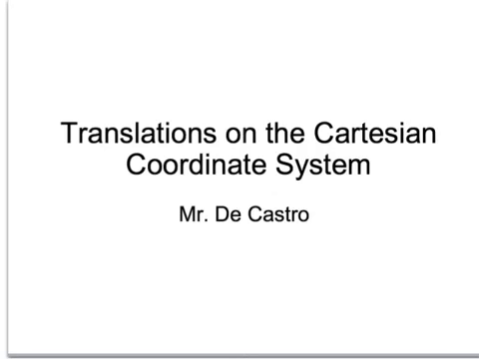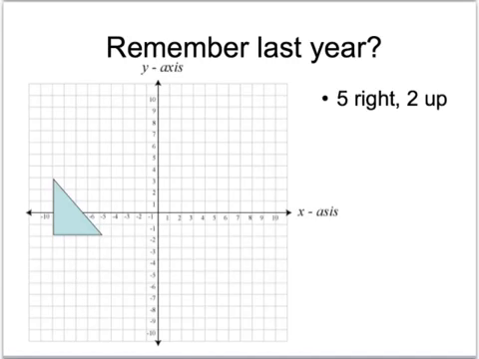So let's take a look at translations. If we remember from last year, when we have a translation, we use this terminology a lot, 5 right and 2 up. We're going to continue with the same idea this year, but we're just going to make it look a little different. So if I've got this triangle over here and I want to translate it 5 right and 2 up, what I do is just essentially move each point over to the direction that it told me to go.